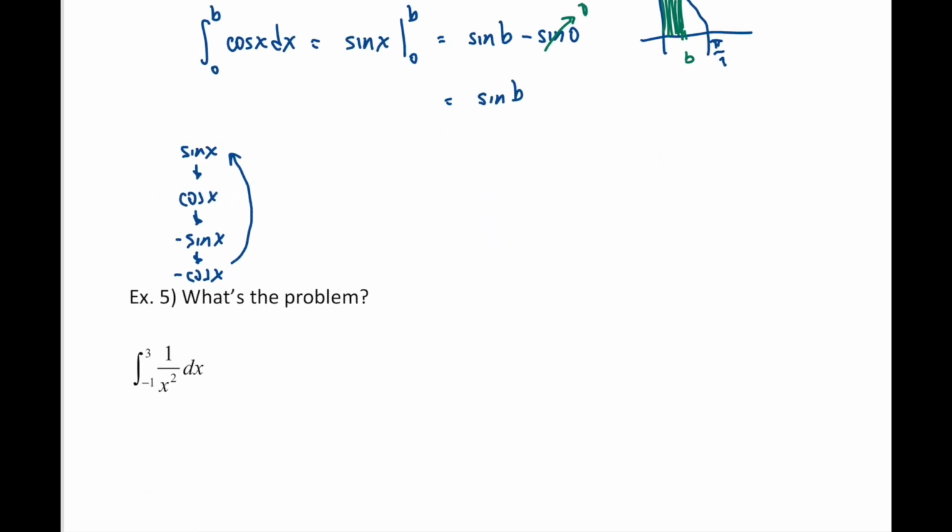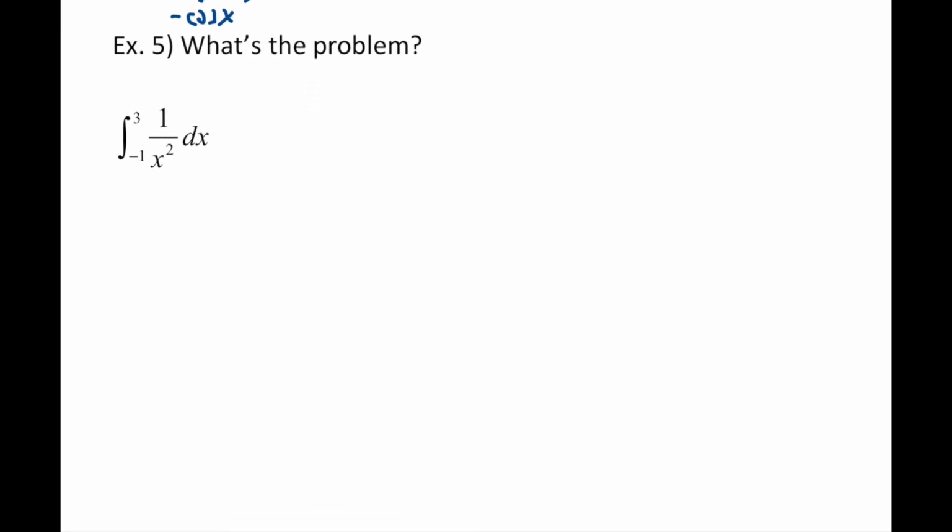Let's try another one and see some limitations here. So what's the problem? There is a problem. I'm going to go through something, I'm going to make a mistake, but I'm going to assume that I'm doing things correctly. Now the integral from -1 to 3 of 1 over x squared dx, for me it helps to rewrite this as the integral from -1 to 3 of x to the -2 dx. That way I know that I'm using my power rule.